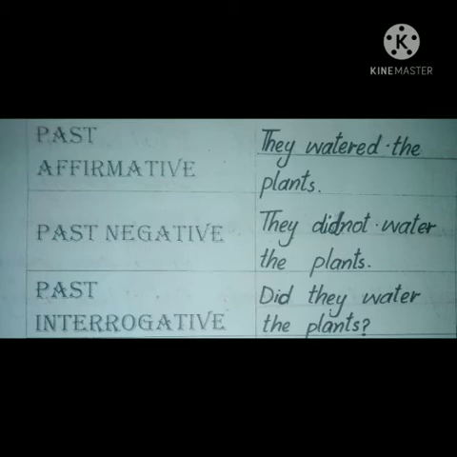They watered the plants. In past negative, we use helping verb did and with did we use not. And the second form of verb will convert into first form of verb. So the sentence will be they did not water the plants. Interrogative. Helping verb will come at the start. So the sentence will be did they water the plants? We know that with did we use first form of verb and in the end we put question mark.